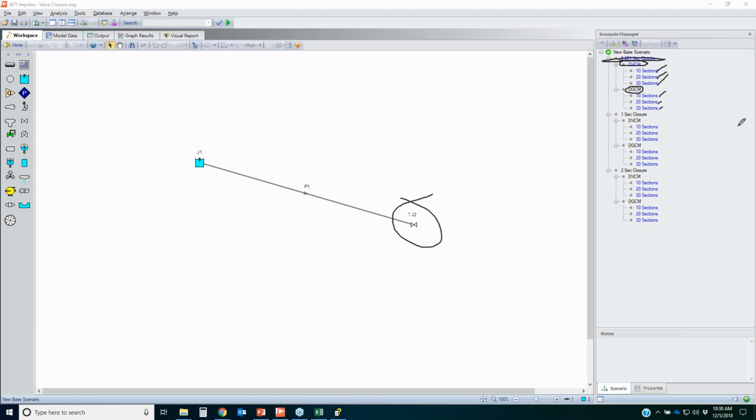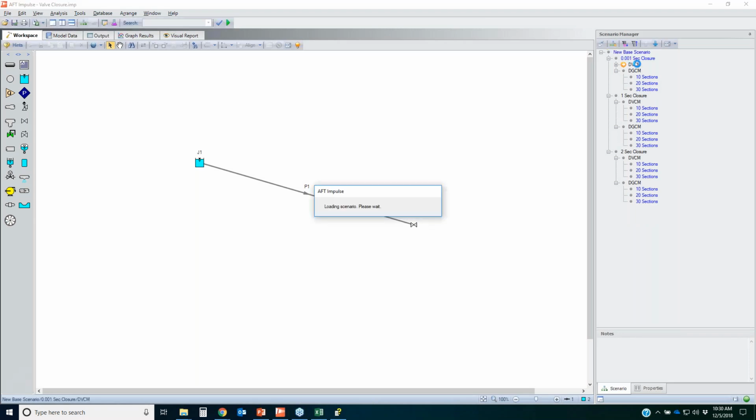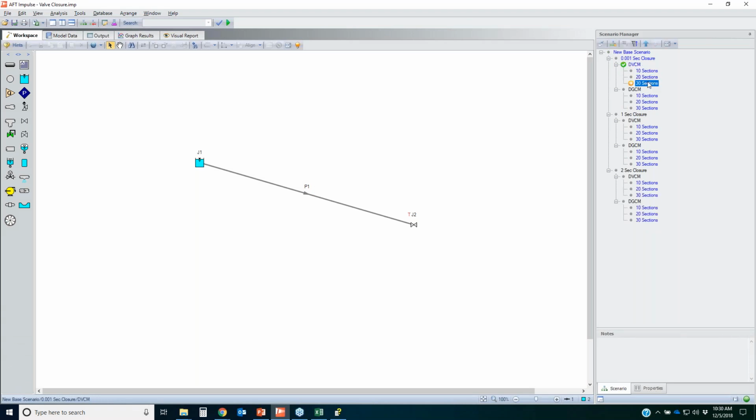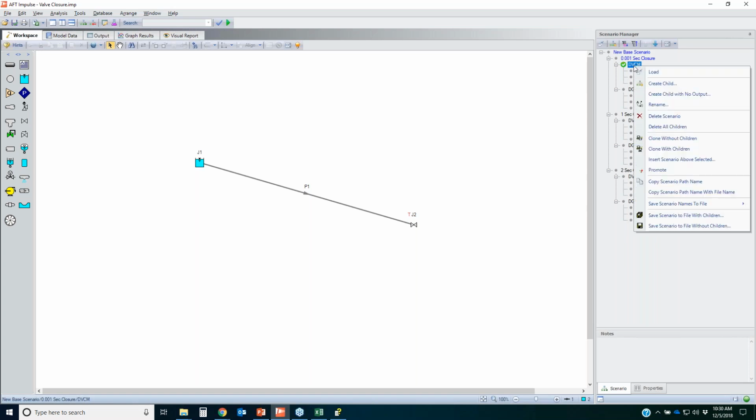So when I was building this model, this makes very good use of the scenario manager, because I just defined this scenario once with the vapor cavity model, and I changed the sectioning in each of these scenarios. What I could then do was right-click on this parent scenario, and I cloned it with children.